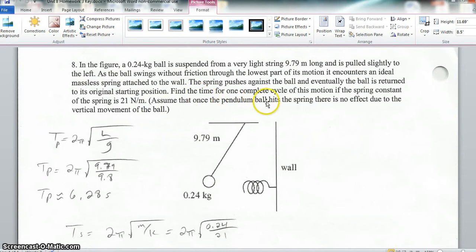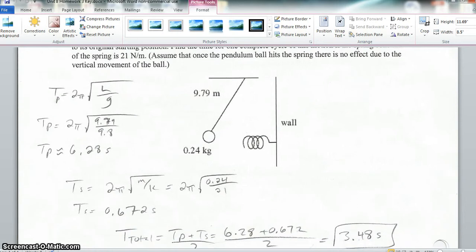time that it takes to complete one cycle, right? One complete cycle. So in this case, the ball is going to swing down, it hits the spring, compresses the spring, returns back to that equilibrium position, and then oscillates back up. So the easiest way to approach this is I went ahead and just found the period for both this spring and the pendulum system, right?